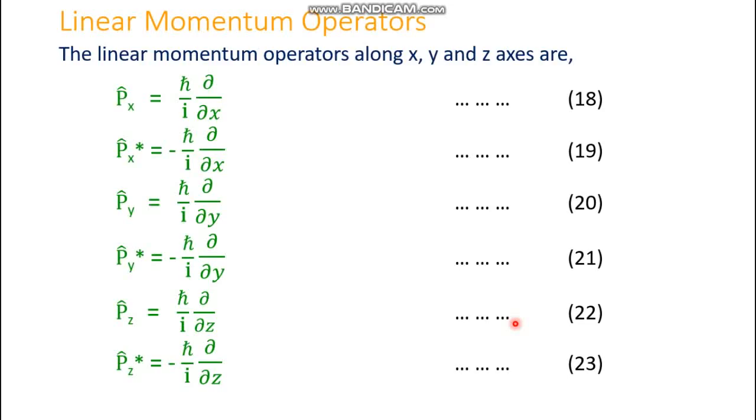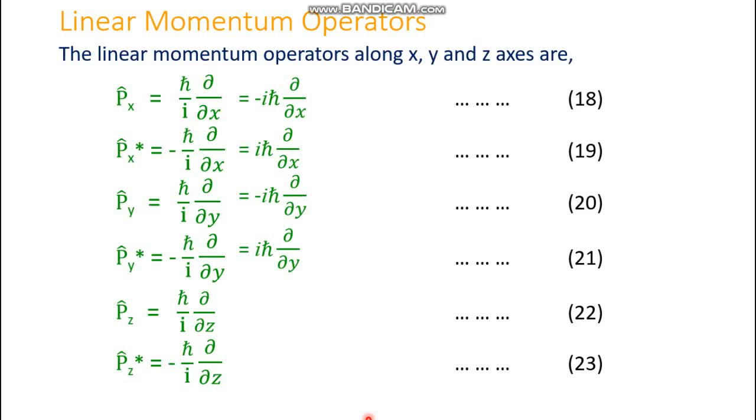So here, if we repeat equations 18, 19, 20, 21, 22 and 23, then equation number 18 can also be written as Px cap is equal to minus i h cross del x. Similarly, minus h cross by i can be replaced by plus i h cross del x. Similarly, in equation number 20, plus h cross by i becomes minus i h cross, and in equation 21, minus h cross by i becomes i h cross.